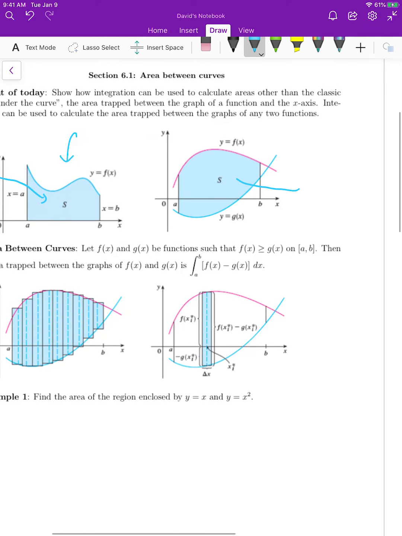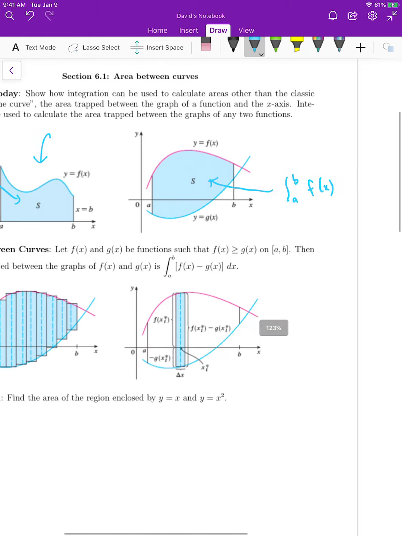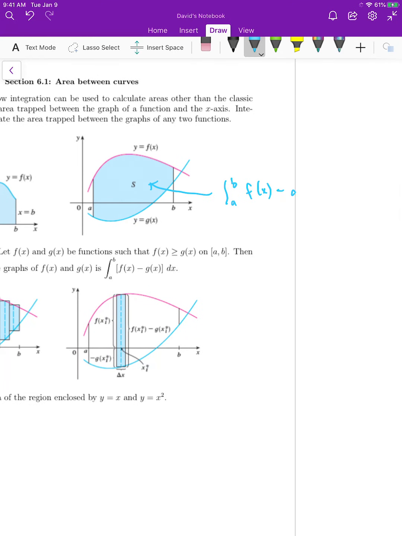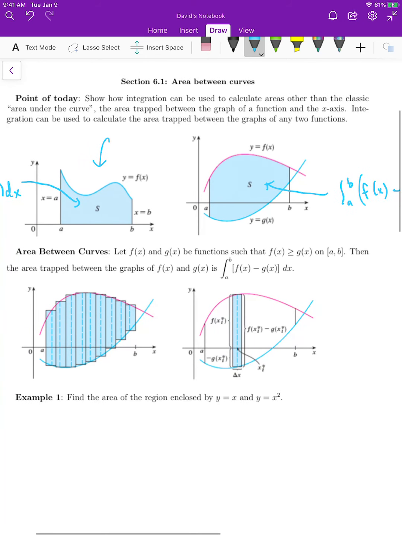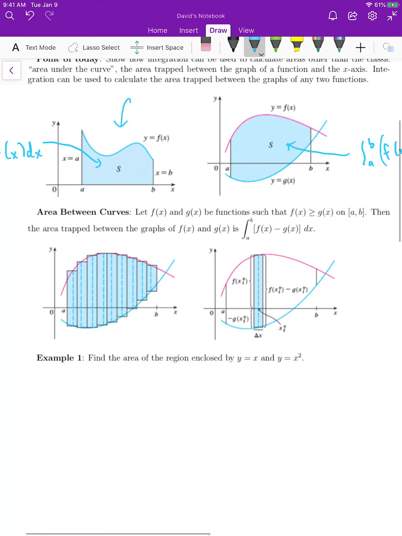What about this area here? You have now not a region trapped between the x-axis and a function, but a region trapped between two functions. How would you calculate that area? It turns out that area is also an integral. It's the integral from a to b. You take the top curve and you subtract off the bottom curve. Okay, so if you want a justification of that, here's a couple of pictures to justify it.